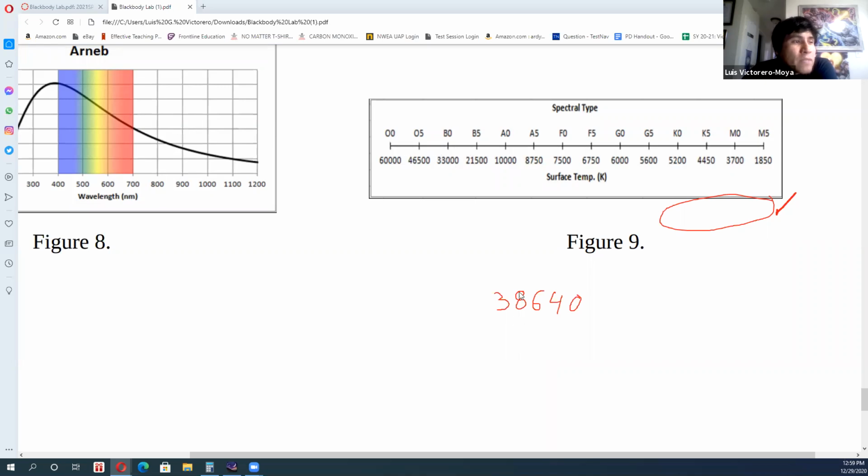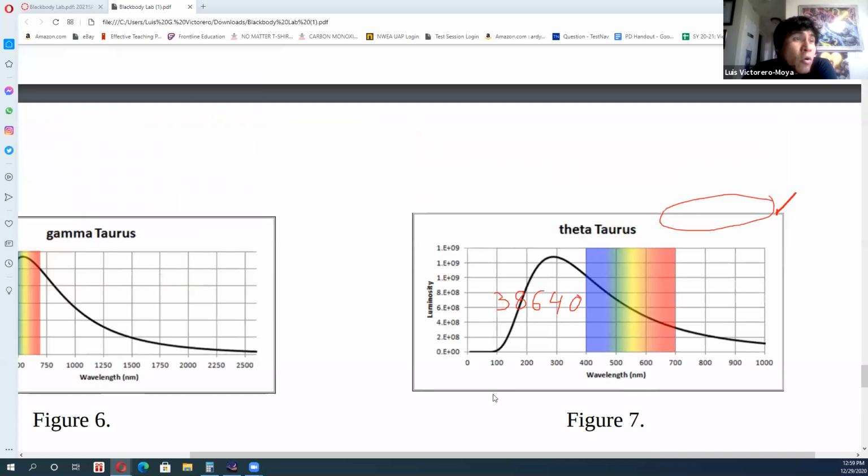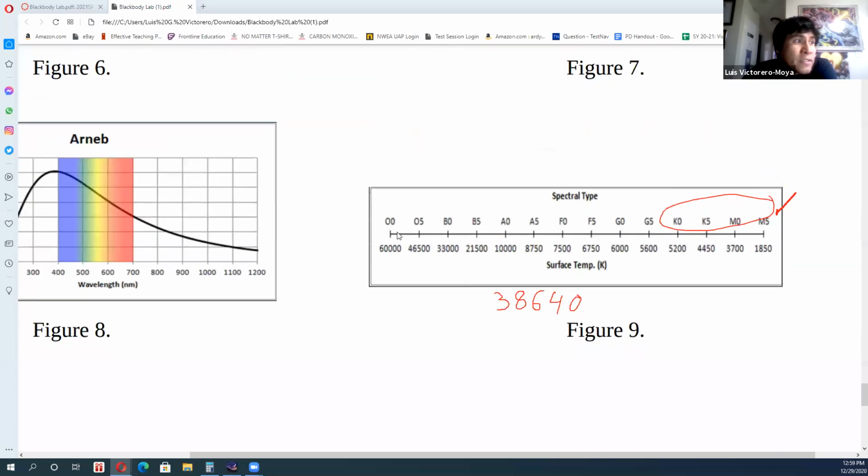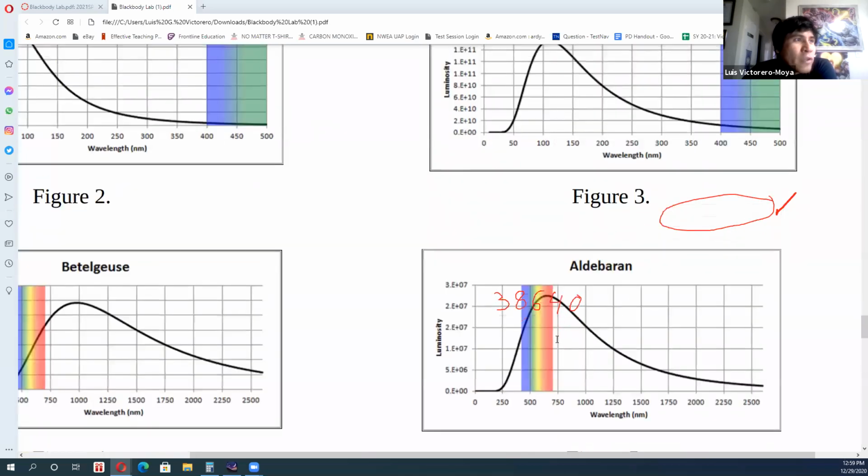For 38,640, I will estimate approximately an O8 or O8.5, maybe O9. But it cannot be O3 or O2, because that's in here. It cannot be O5, obviously. So it has to be between O5 and O9. It cannot be O6, it's too close to 46,000. So it will say O8 or O9. That's what you will write here.